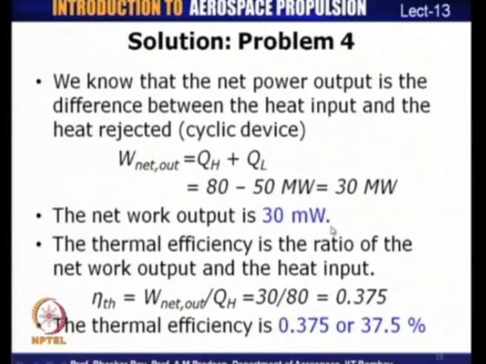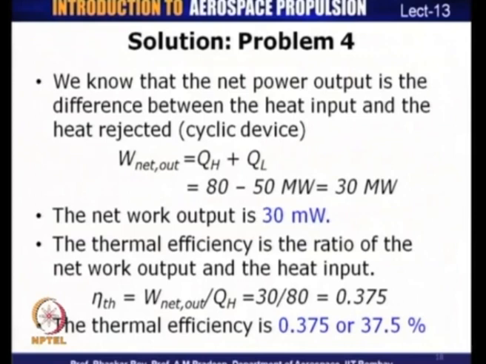Now, the net work output basically is equal to the net heat transfer, the difference between heat input and heat rejected, because it is a cyclic device. From first law, delta W is equal to delta Q. So, net work output will be equal to Q H minus Q L, and so in this case we have Q H equal to 80 megawatts and Q L equal to 50 megawatts, and so Q H minus Q L will be 80 minus 50 megawatts, that is 30 megawatts. So, the net work output of this cycle is 30 megawatts.